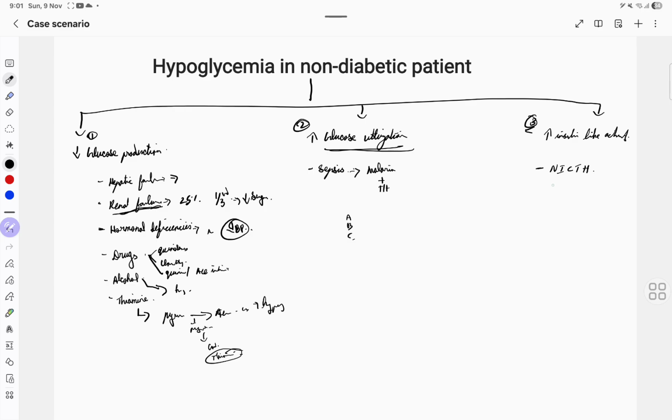It is also known as non-islet cell tumor hypoglycemia, which is caused by retroperitoneal sarcomas and liver tumors producing IGF-2, which is insulin-like growth factor 2, which will exactly act like insulin and cause hypoglycemia. These are the causes for hypoglycemia in non-diabetic patients.